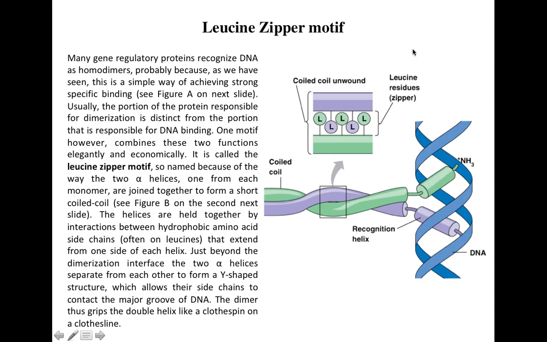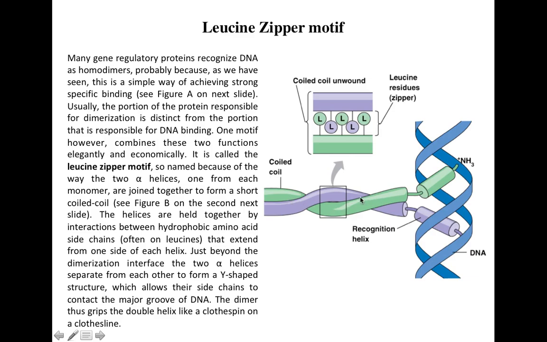As you can see here, in the case of leucine zipper motifs, why do we call them zipper motifs? It is because they have a zipper-like fashion, where the two monomers of this motif wrap around each other in the form of a zipper. So basically there are two regions of this protein. There's one region which recognizes the DNA, while there's another region which wraps around each other.